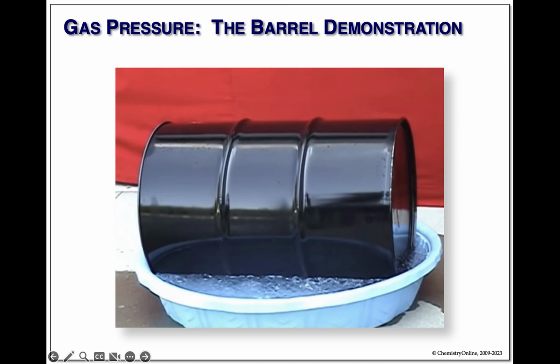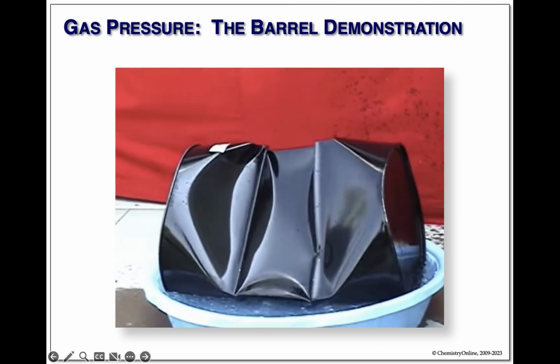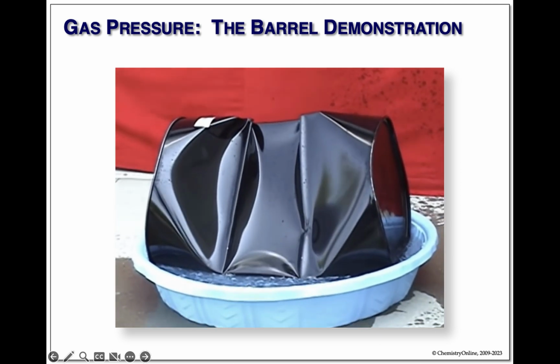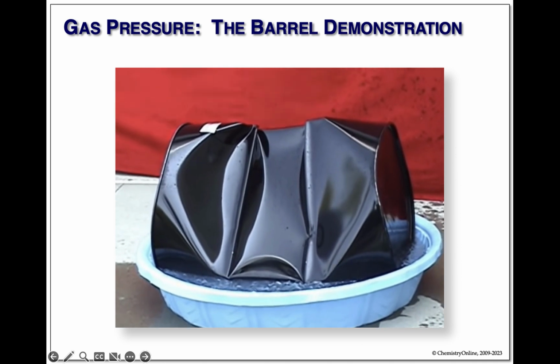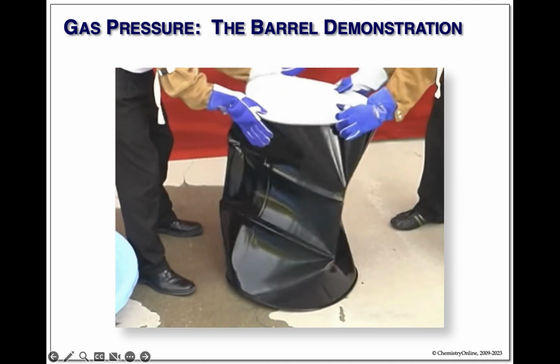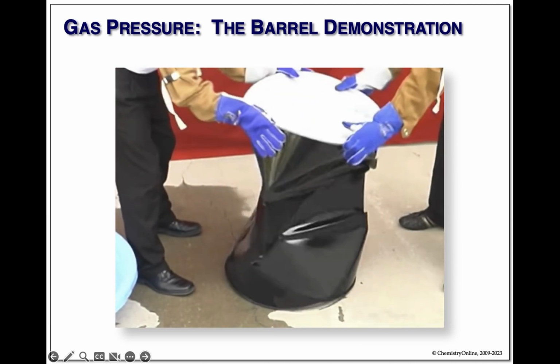Once again in slow motion, there it goes. The 15 pounds per square inch is sufficient to smash this barrel, just like that. We would all be smashed to nothingness if it wasn't for the fact that we have air on the inside pushing out with the same force. So, important to remember. Any questions?